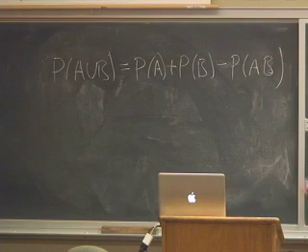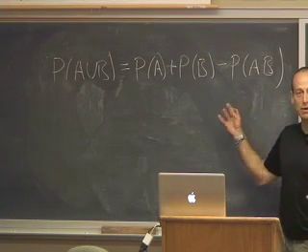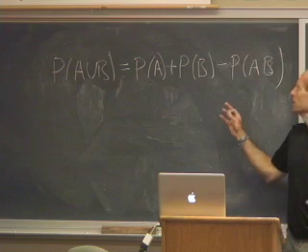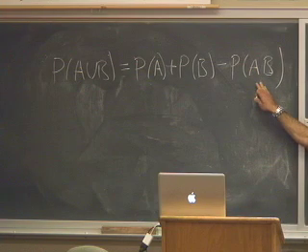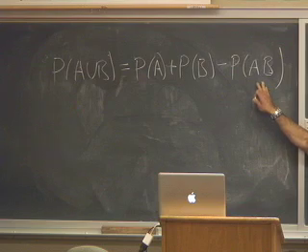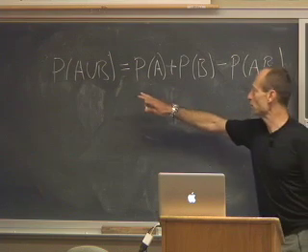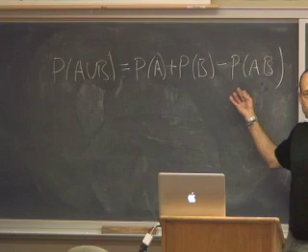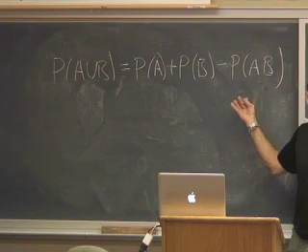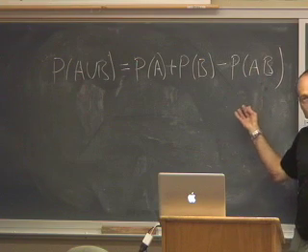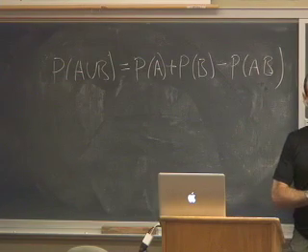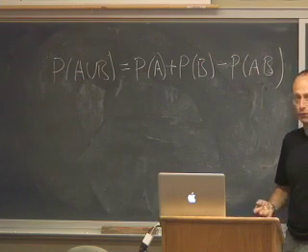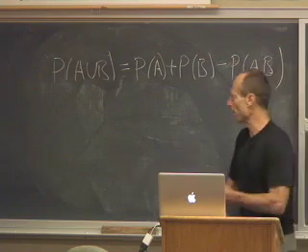Okay? In the special case that A and B are disjoint, A intersect B is empty. The probability of the empty set is 0. So in the special case that A and B are disjoint, this reduces to the third axiom. When A and B are not disjoint, we get this extra thing to subtract. Now, I just said that the probability of the empty set is 0, and that's actually a result which we haven't proved, but it follows from the complement rule.